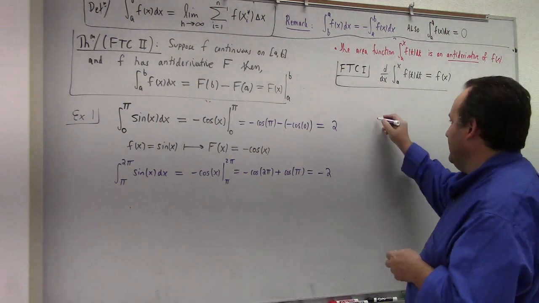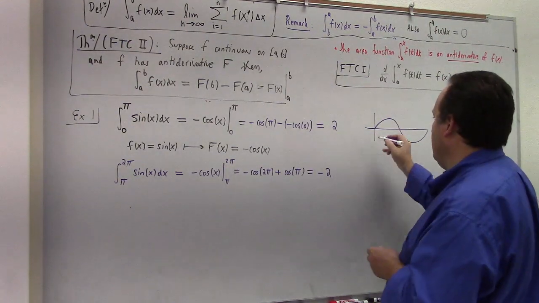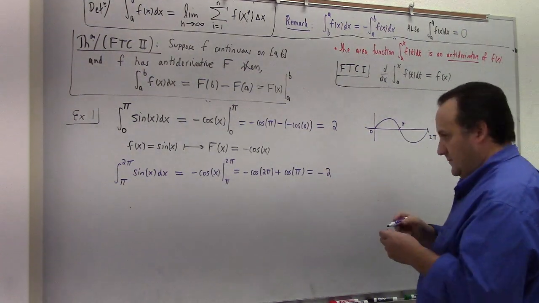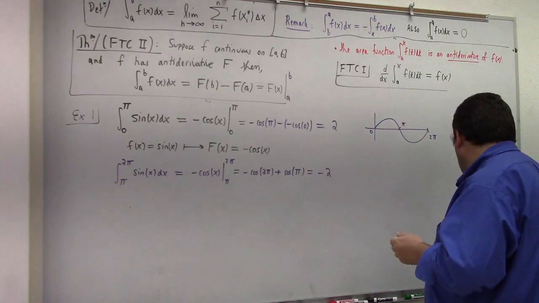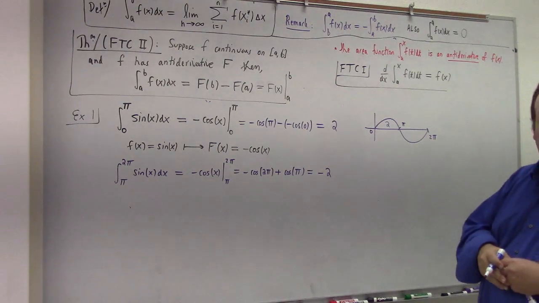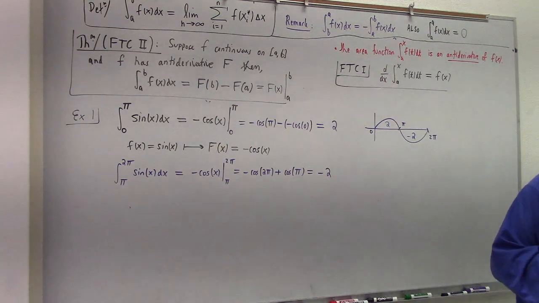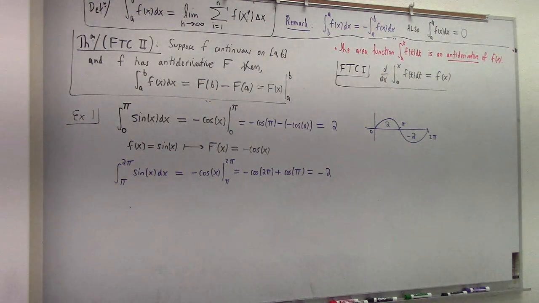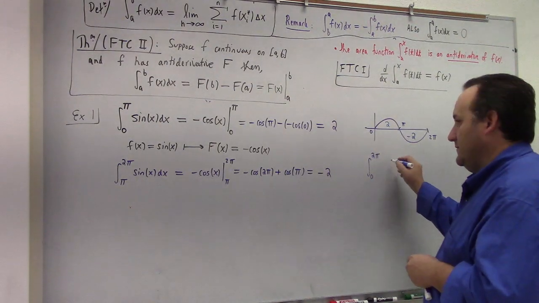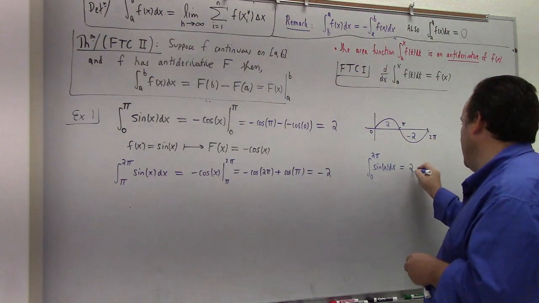Let's think about this graphically. It makes so much sense. So we've got sine, right? And here we're going 0 to pi to 2 pi, right? So what this calculation shows is that you've got area 2 here, and you've got area, signed area, -2 there, and this explicitly verifies my claim earlier, which was what? The integral from 0 to 2 pi of sine of x dx is what? 2 minus 2, right?